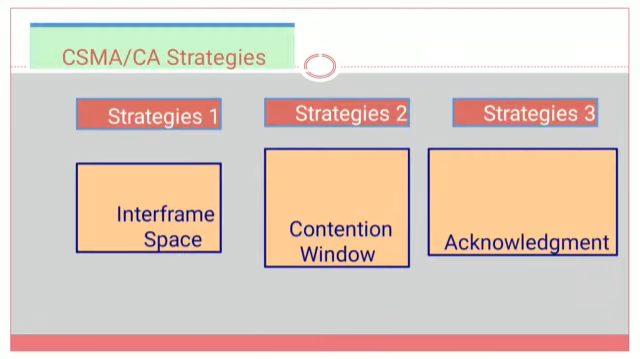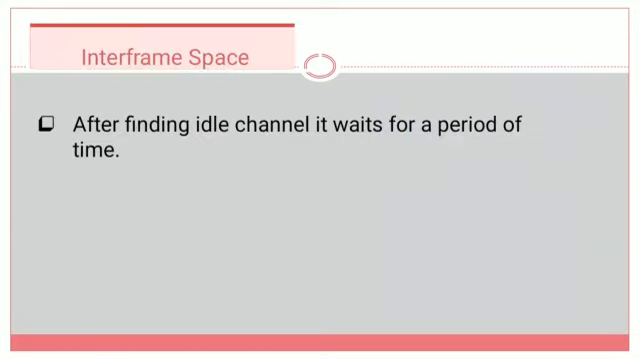Here in CSMA/CA, we need to follow three strategies. One is interframe space, the second is contention window, and the third is acknowledgement. Interframe space: after finding the idle channel, the station waits for a period of time. In the previous protocols, when the channel is idle the transmitting stations transmit the packet immediately, but here it will not transmit immediately. It will wait for some amount of time. That period of time is called the interframe space.